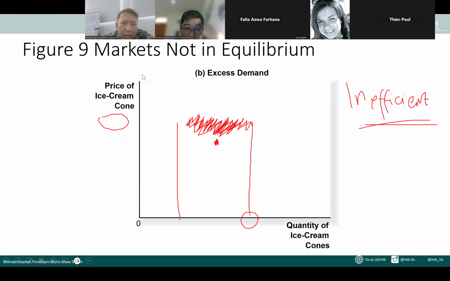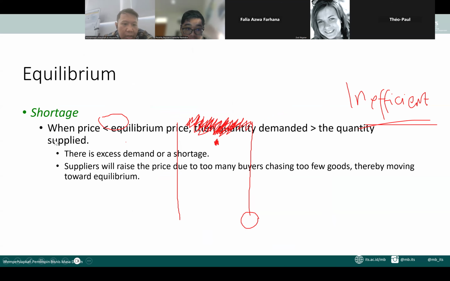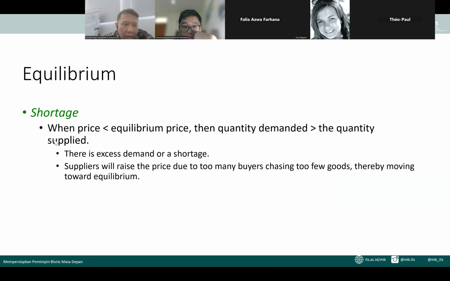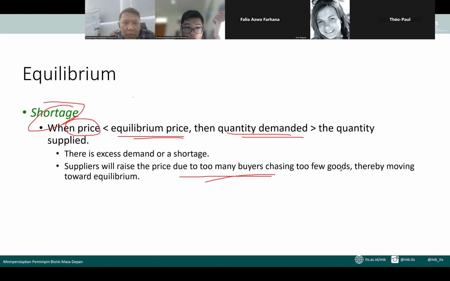Next, we have a shortage, or a deficit. A deficit happens when there is more quantity demanded than quantity supplied. This happens when the price is lower than the equilibrium price. When the goods are cheaper, we have more buyers and fewer sellers, so a shortage happens. What happens in a shortage? The supplier will raise the price due to many buyers chasing too few goods, thereby moving toward equilibrium.